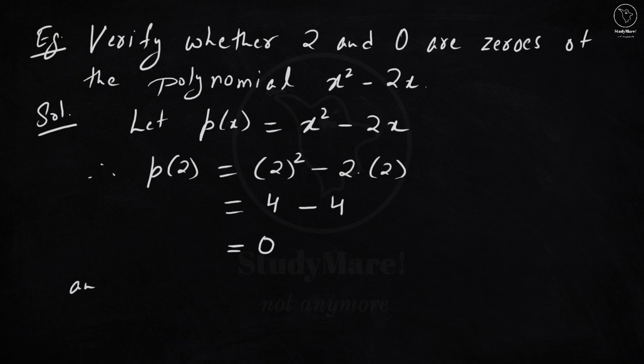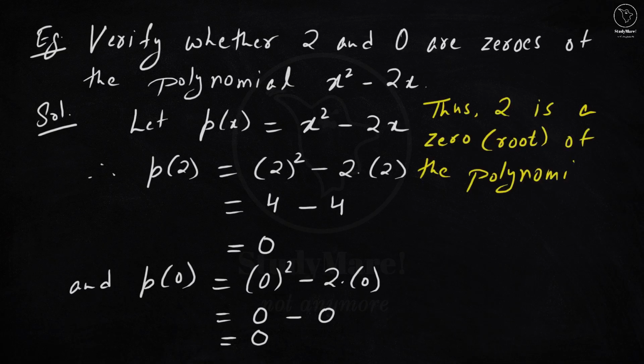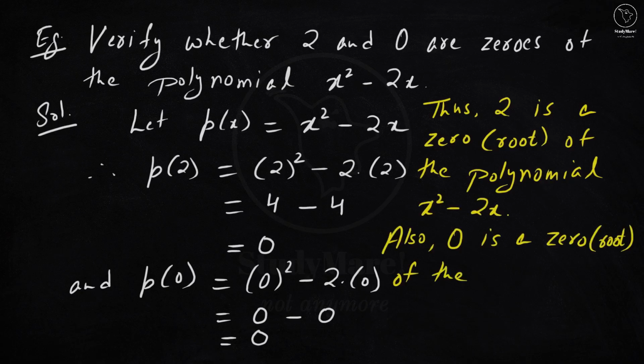Next, we have to find the value of p(0). So let us substitute the value of x as 0 in the given polynomial. So we get p(0) is equal to 0 square minus 2 into 0. 0 square is 0 minus 2 into 0 is also 0. Therefore 0 minus 0, the result is 0. Thus 2 is a zero or root of the polynomial x square minus 2x. Also 0 is a zero or root of the given polynomial x square minus 2x. Hence verified.